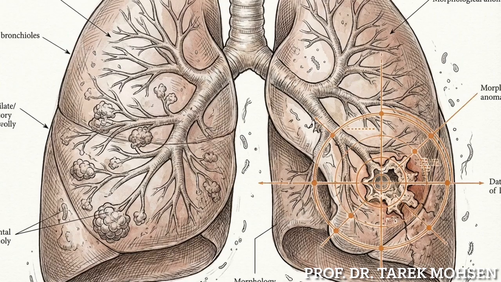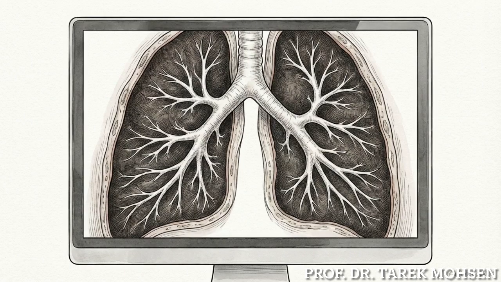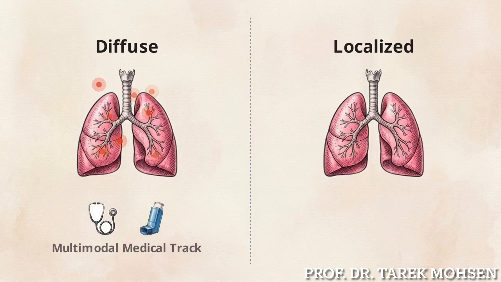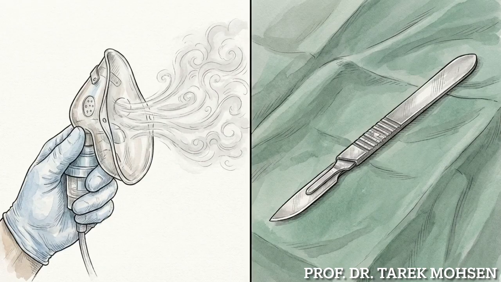Interrupting the vortex requires identifying the exact stage and anatomical location of the morphological destruction. High-resolution computed tomography, or HRCT, provides the anatomical mapping necessary to stage the severity of the disease. 2025 protocols differentiate treatment based on the spread of the disease. Diffuse pathology scattered across multiple lobes triggers a multimodal medical track, while strictly localized disease triggers a surgical track. The specific radiologic phenotype of the patient determines whether the primary intervention involves pharmacological suppression or physical resection.